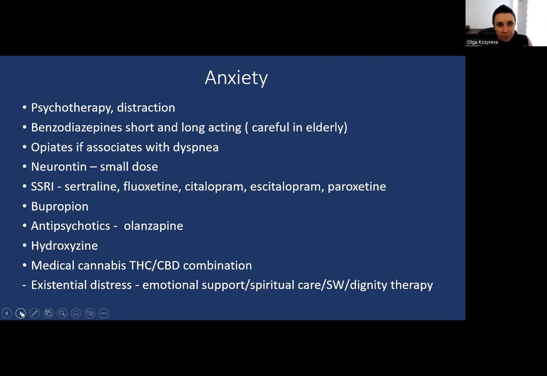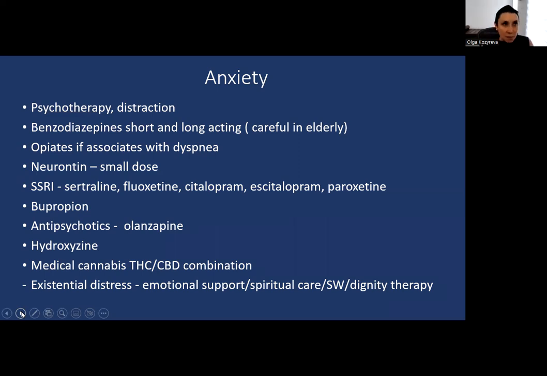Psychotherapy absolutely can help with anxiety, and there are several types of psychotherapy specifically focusing on anxiety. We also know of pharmacological medications that can treat anxiety. One of the famous classes is benzodiazepines. They are available in every country. They come short acting, ultra short acting, and long acting.